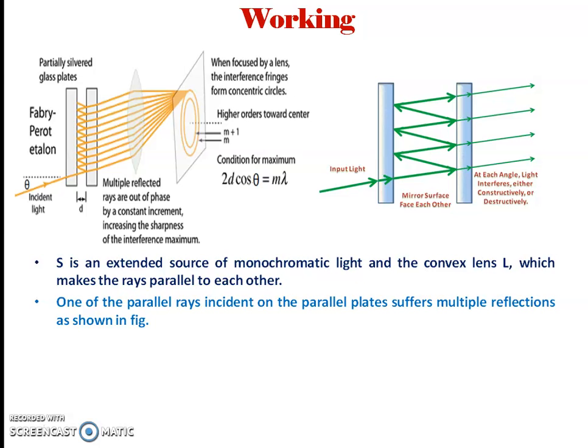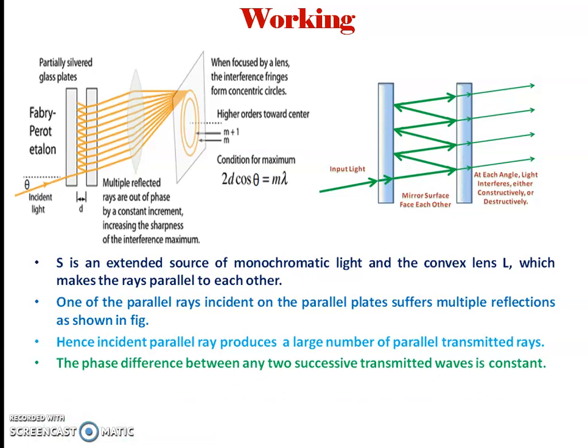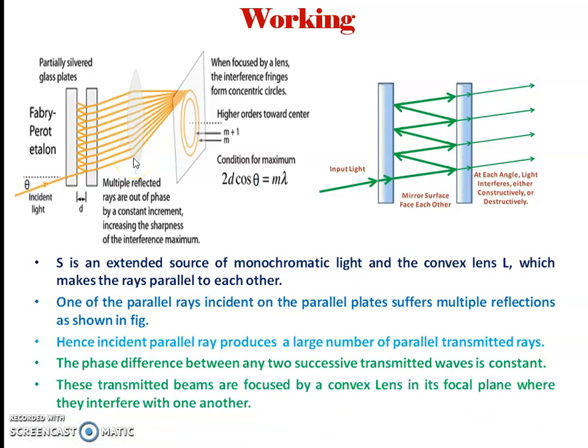One of the rays incident on the parallel plate suffers multiple reflections, which is shown here in the figure, and hence the incident parallel ray produces a large number of parallel transmitted rays. The phase difference between any two successive transmitted waves is constant, and these transmitted beams are focused by a convex lens in its focal plane where they interfere with one another.